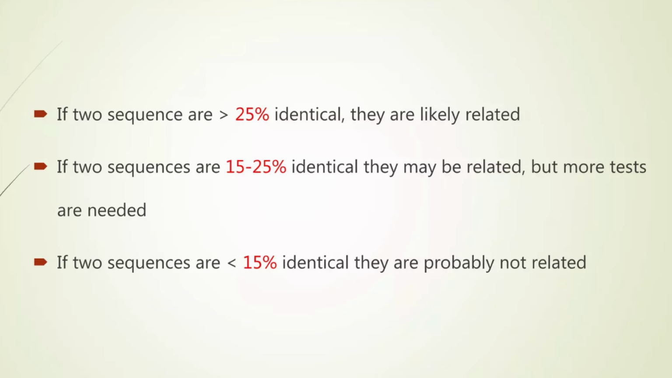But using a general rule, we can say if two sequences are more than 25% identical, they are likely related. If two sequences are between 15 and 25% identical, they may be related, but more tests are needed. And if two sequences are less than 15% identical, they are probably not related at all.